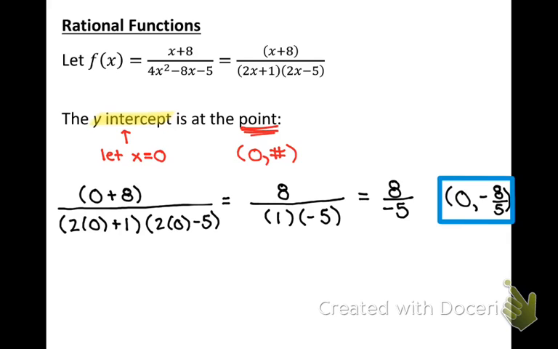Now, I went ahead and put that negative in the front, whereas in my work, the negative was in the denominator with that 5. Remember that when you write a fraction, you can put the negative in the front, you can put it in the numerator, or you can put it in the denominator, and those are all equivalent to each other.